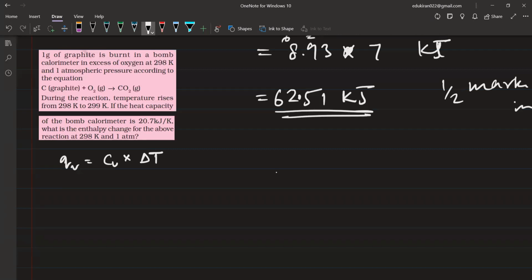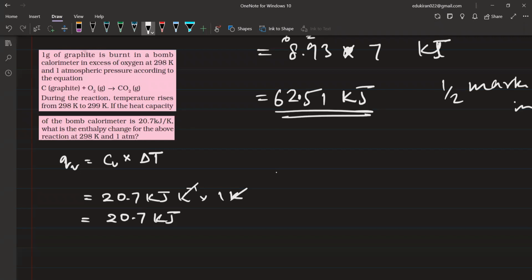Now, 298 to 299, that means there is a change in temperature of 1 degree or 1 Kelvin. And the CV is equal to 20.7 kilojoule per Kelvin into 1 Kelvin. So Kelvin will cancel, and QV will be equal to 20.7 kilojoule. ठीक है? So this is the heat transferred to the calorimeter. तो calorimeter में आपके पास इतना heat आया है. ठीक है? Please remember that.